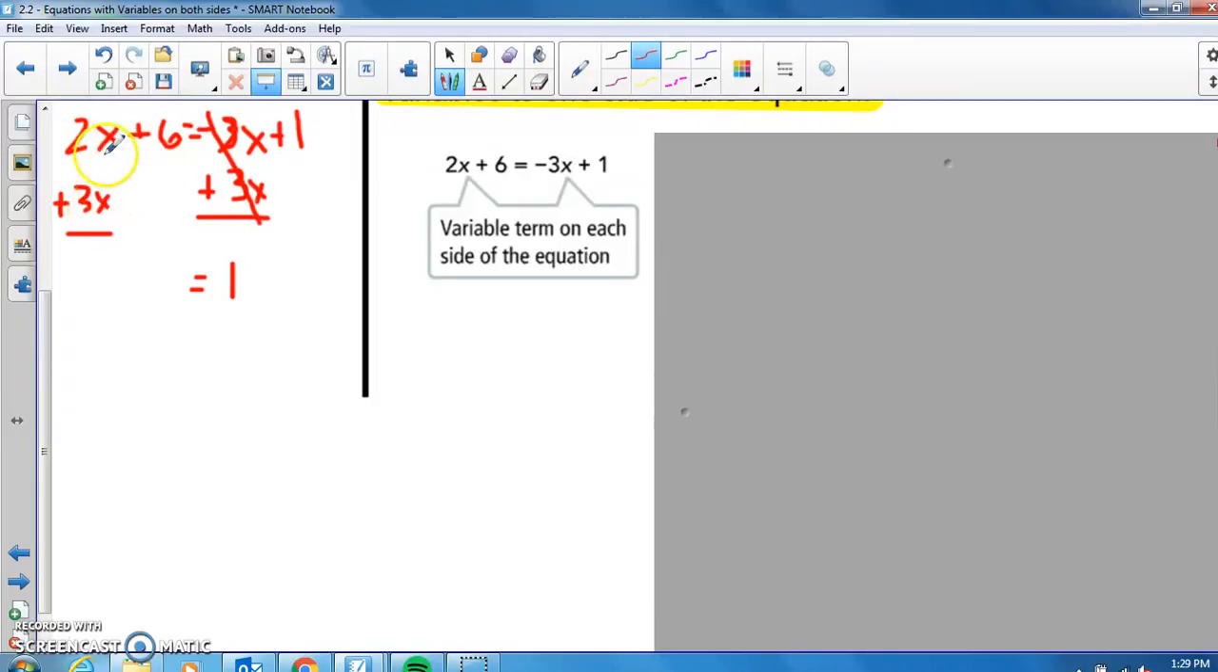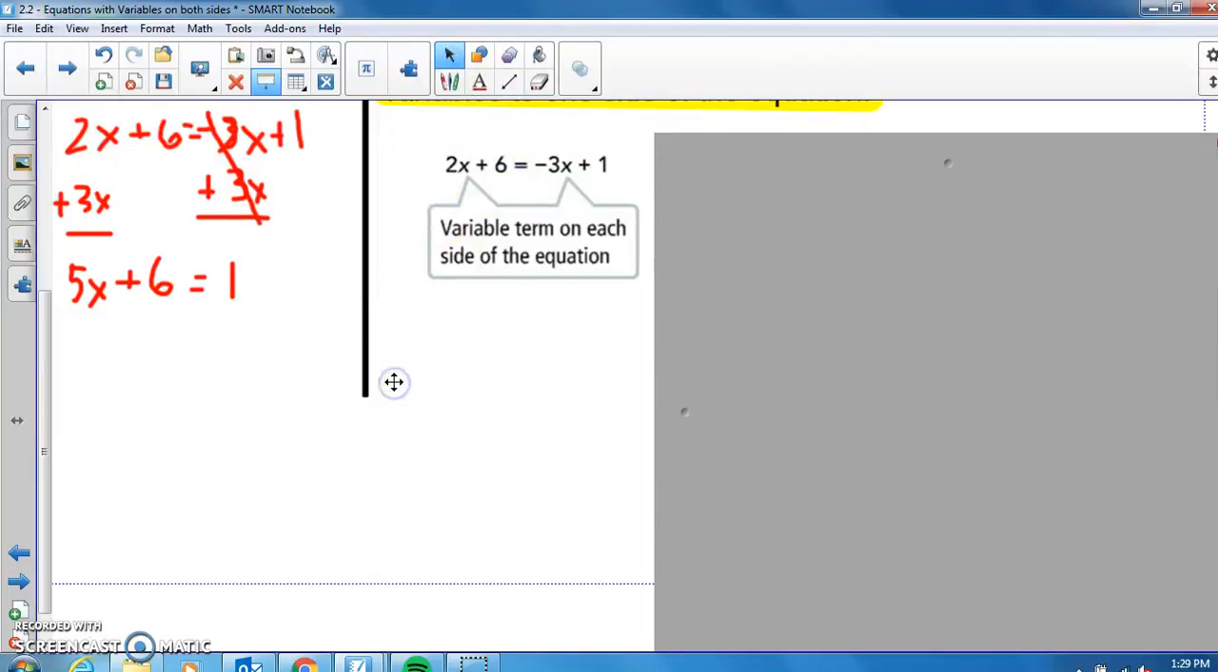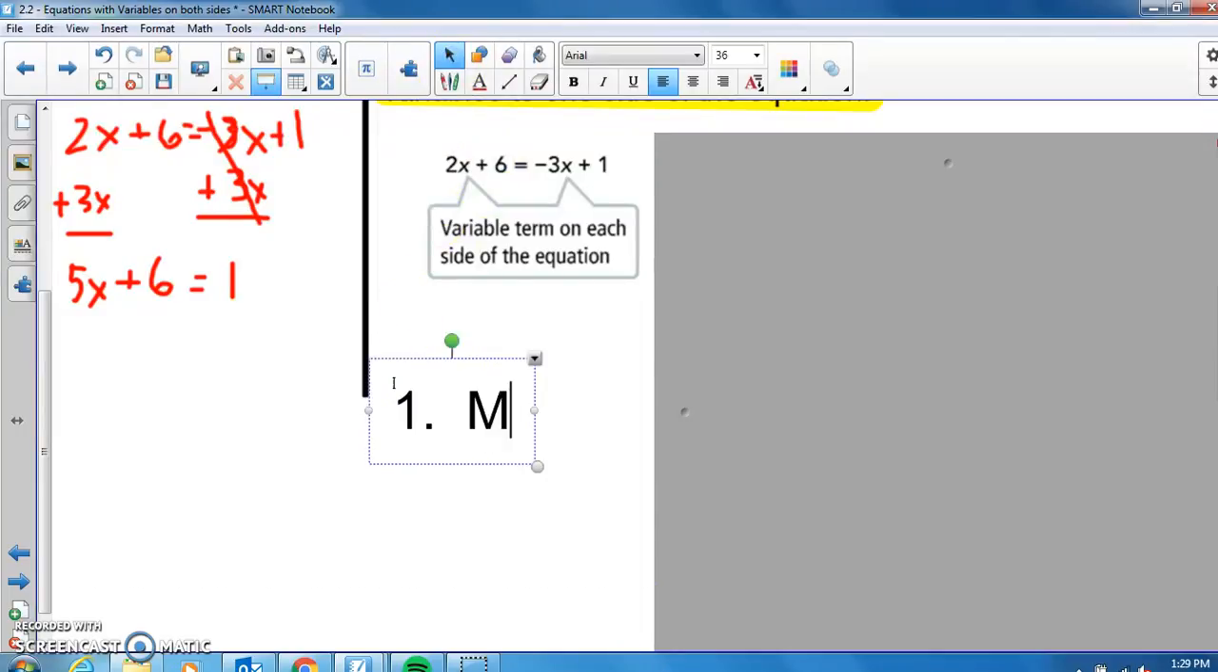2x plus 3x, if you have 2 x's and I add 3 x's to it, combining like terms, we've already taken care of that this year, that gives us 5x. So I now have 5x plus 6 equals 1. And what we did is we kept everything the same by adding 3x to both sides. All right, so if you think about it, what I did is I moved the variable from one side to the other. So my first step now to solving an equation is move variable to the left side.